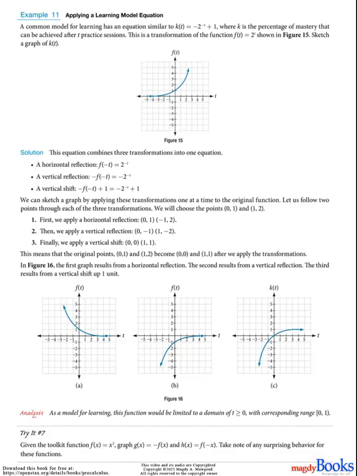Analysis. As a model for learning, this function would be limited to a domain of t greater than or equal to 0, with corresponding range [0, 1). Try it number 7. Given the toolkit function f(x) = x squared, graph g(x) = -f(x) and h(x) = f(-x). Take note of any surprising behavior for these functions.